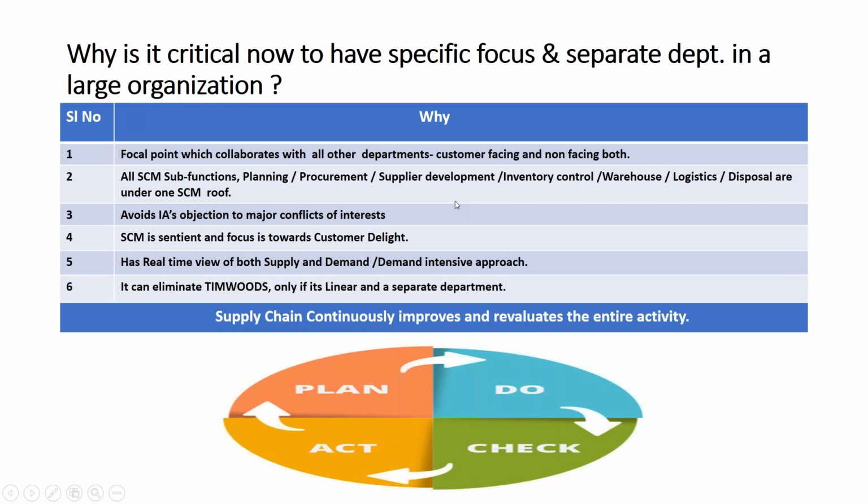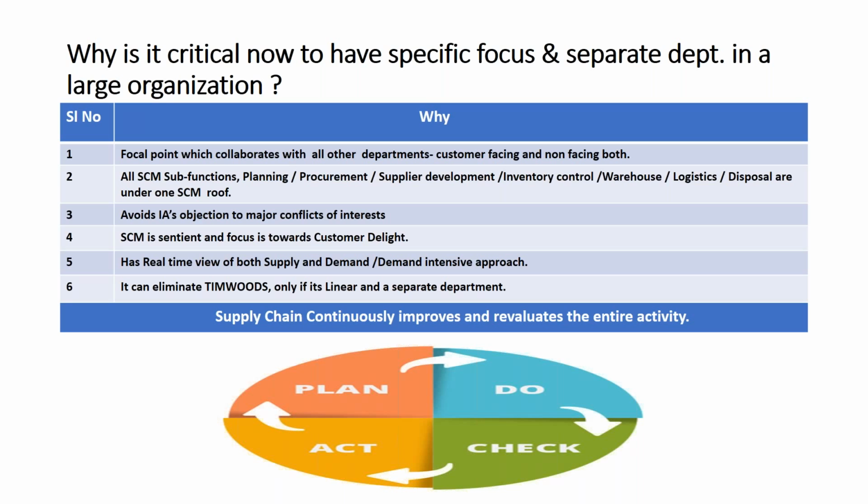Now the thing is, why is it so critical now to have a specific focus and a separate department in a large organization? Supply chain is a focal point which collaborates with all other departments, customer facing and non customer facing, as I already mentioned in Porter's model. Now all SCM sub functions, planning, procurement, supplier development, inventory control, warehouse, logistics, these are all under one roof. And an extremely vital fact: it avoids internal audit's objections regarding major conflicts of interest. See, supply chain and procurement are somehow critical about internal audit. Now with this function, my experience has been that you eliminate these objections.